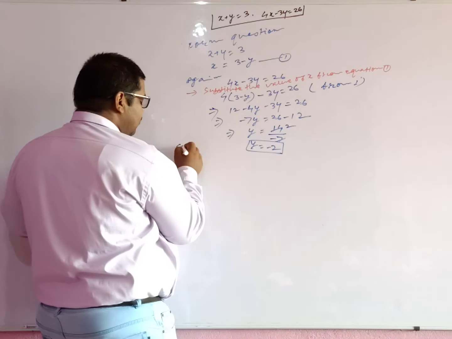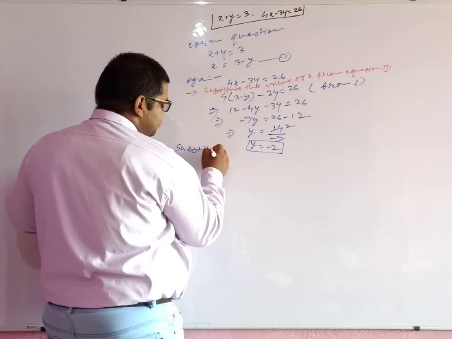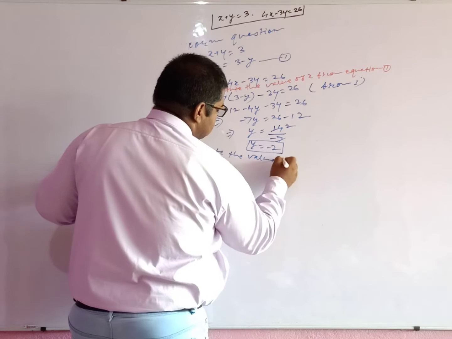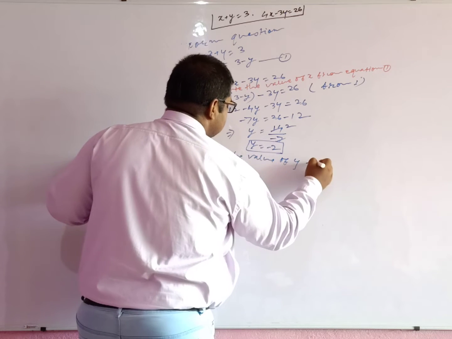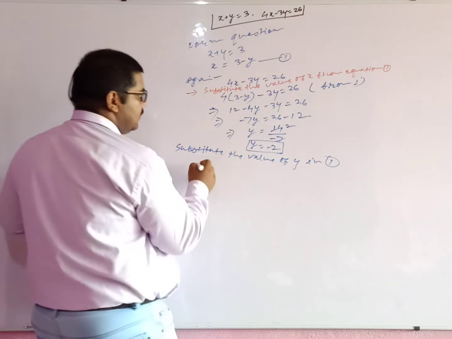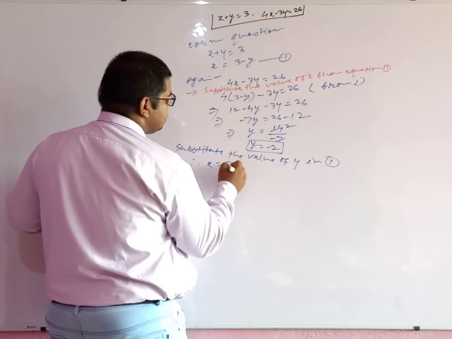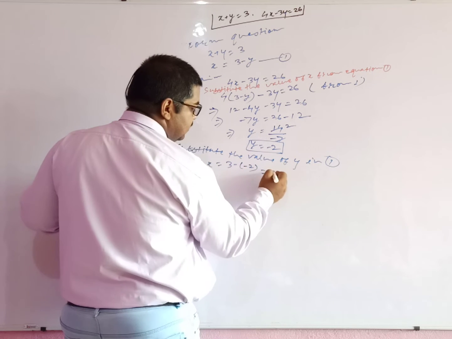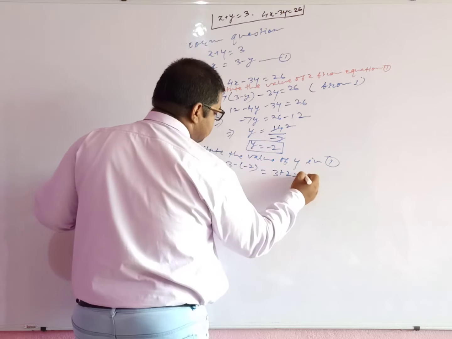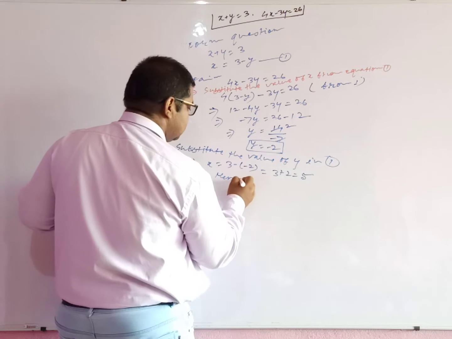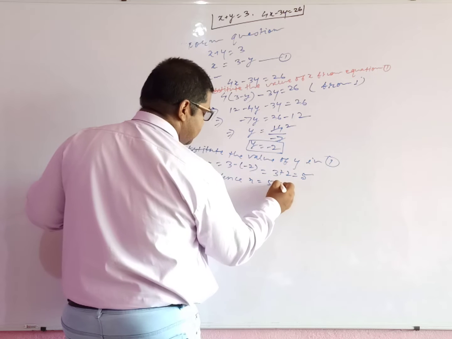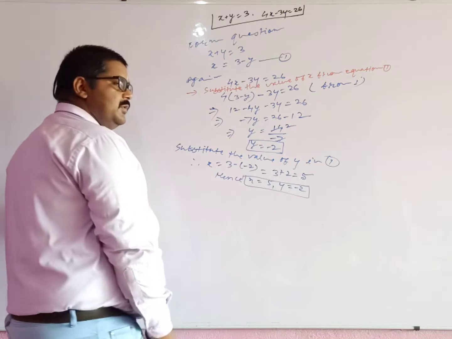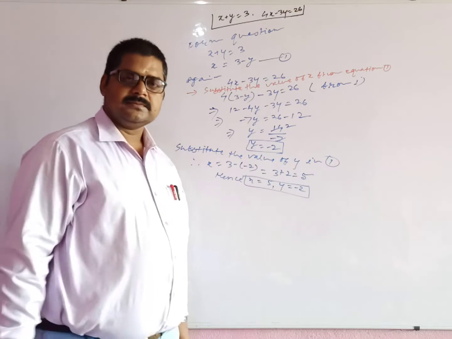So you have to write, substitute the value of y in first, and therefore x is equal to 3 minus, and the value of y is minus 2. So 3 plus 2 is equal to 5. Hence x is equal to 5, y is equal to minus 2. This is the solution of this linear equation.